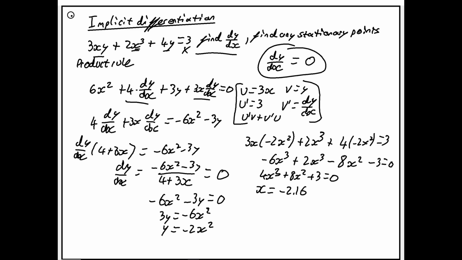Okay. So now we sub it back into this equation right here to find our y. So y equals minus 2 times minus 2.16 squared, and we get minus 9.33. So our stationary point for this question is that.